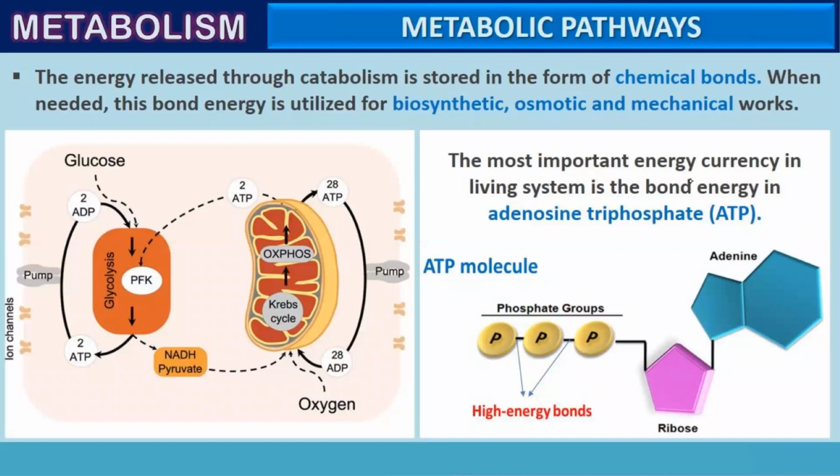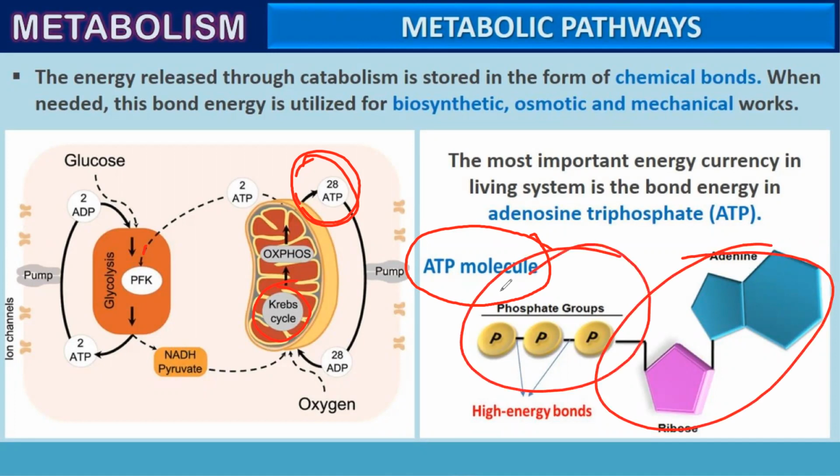The energy released through catabolism is stored in the form of chemical bonds. When needed, the bond energy is utilized for biosynthetic, osmotic or mechanical work. The energy stored is in the form of ATP molecules. So here you can see during glycolysis and during the Krebs cycle, the energy that is released is stored in the form of ATP, and whenever it is required, this ATP is broken down to release energy.